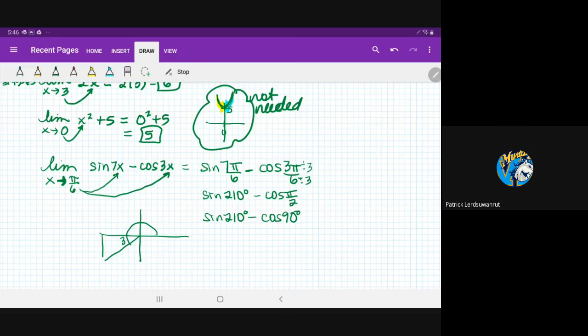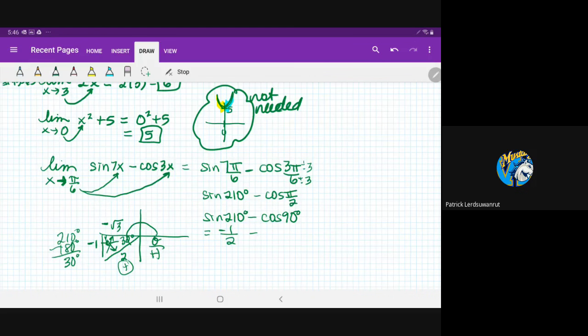Reference angle is 30, right? 210 minus 180 is 30. And then across from the 30 is a 1. Across from the 60 is a radical 3. And across from the 90 is a 2. Left is negative. Down is negative. Hypotenuse is positive. And sine is what? Opposite over hypotenuse. So opposite over hypotenuse would be negative 1 over 2.